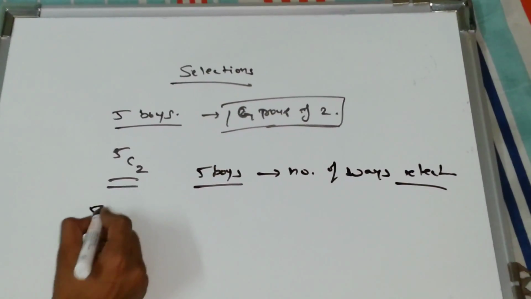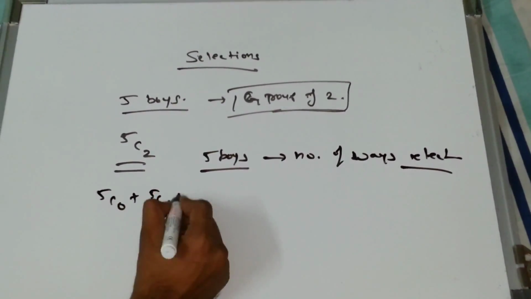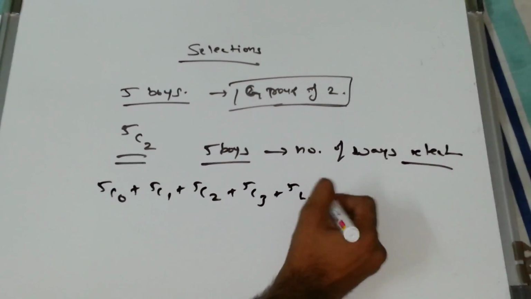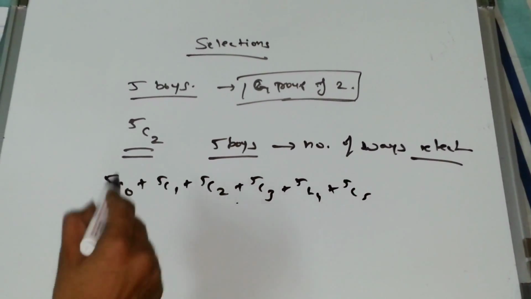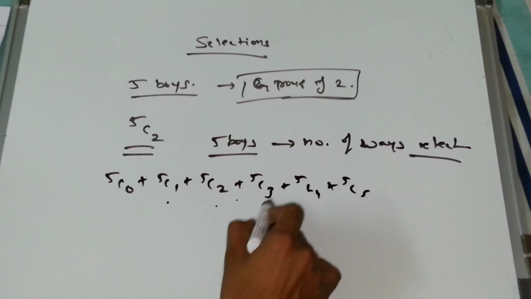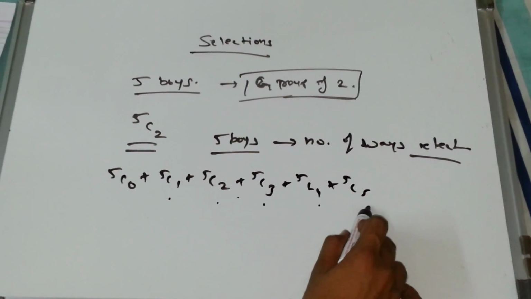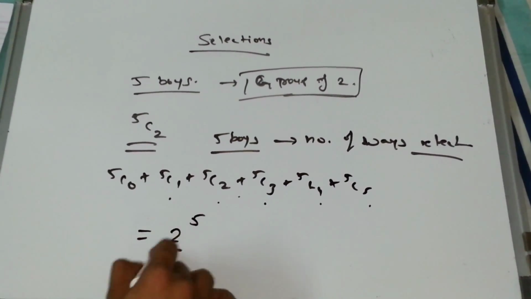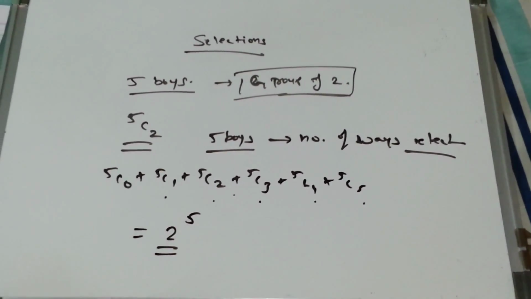Now it would be 5C0 plus 5C1 plus 5C2 plus 5C3 plus 5C4 plus 5C5. What does this mean? This means 1 at a time, 2 at a time, 3 at a time, 4 at a time and 5 at a time. So for this we have a formula 2 raised to 5. This is derived from binomial distributions.